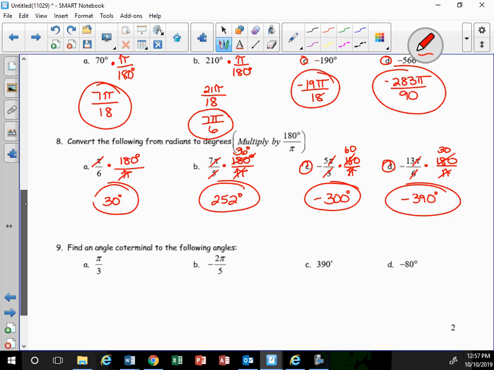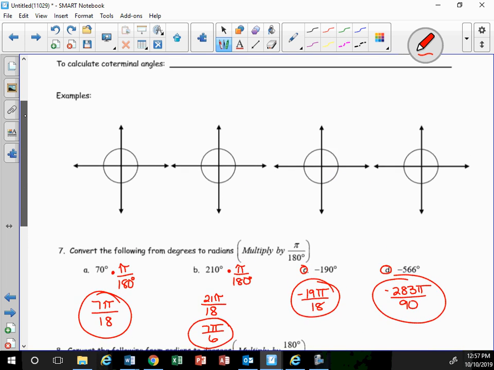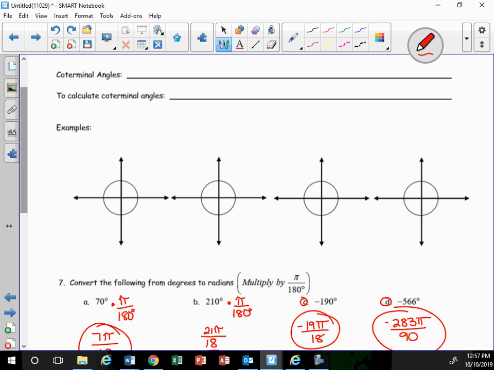All right, questions on converting. Back to the top, we got to talk about coterminal angles. We're almost done. All right, coterminal angles. Two angles with the same initial and terminal sides but different measures.